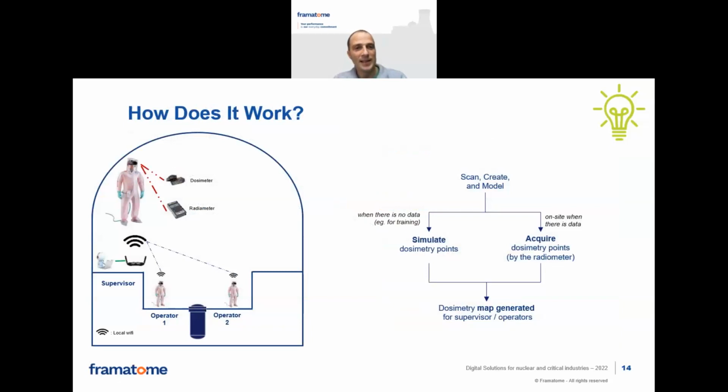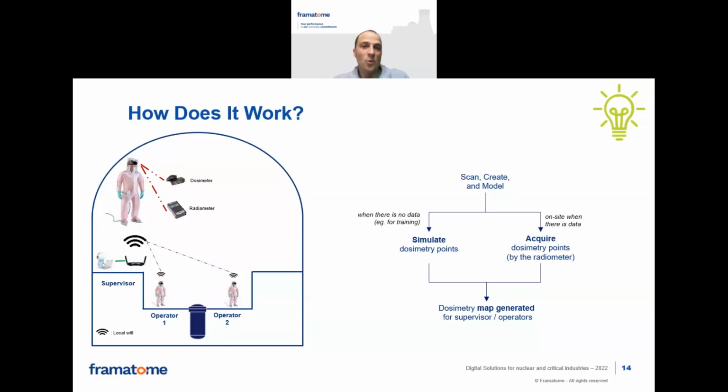How does it work? Very easy. This is not a heavy system. Every operator is wearing a dosimeter, like usual. The team has one radiometer to measure radiation, like we used to have. Every operator is wearing a pair of glasses. There is a supervisor sitting behind a computer close to the site. And everything is linked with a closed Wi-Fi connection.